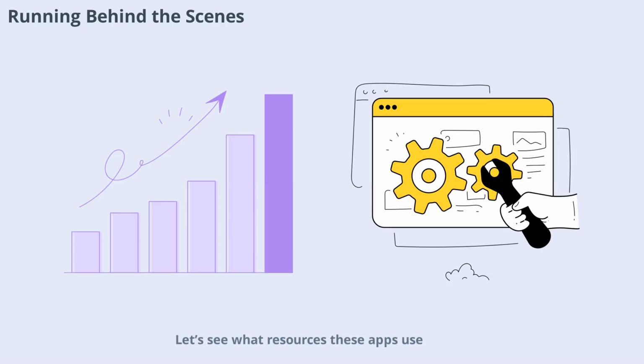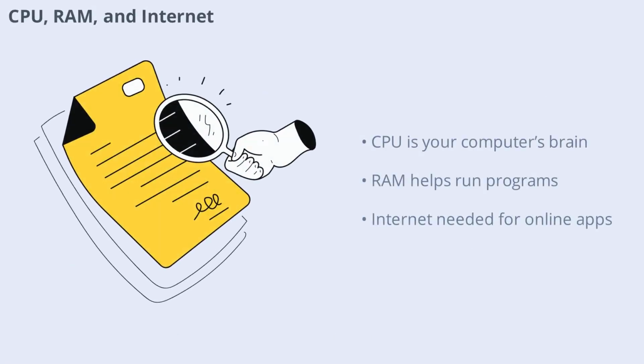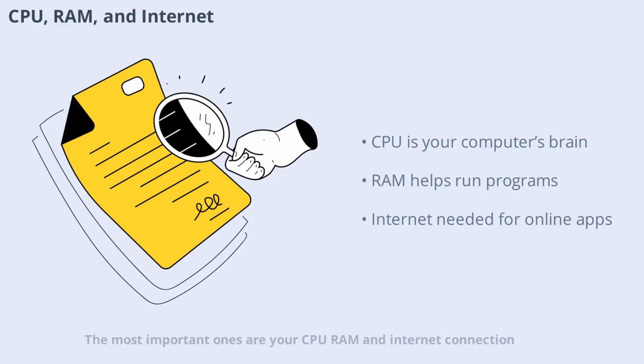Let's see what resources these apps use. Every app on your computer needs resources to work. The most important ones are your CPU, RAM, and internet connection. The CPU is like your computer's brain handling all the tasks. RAM is the memory that helps your computer run programs smoothly. And of course, the internet is needed for apps that connect online. When background apps are running, they use up some of these resources, leaving less for your game. This can slow things down and make your gaming experience less enjoyable.